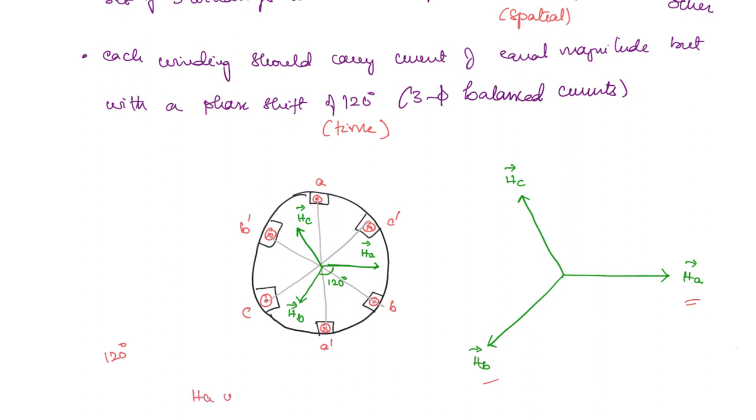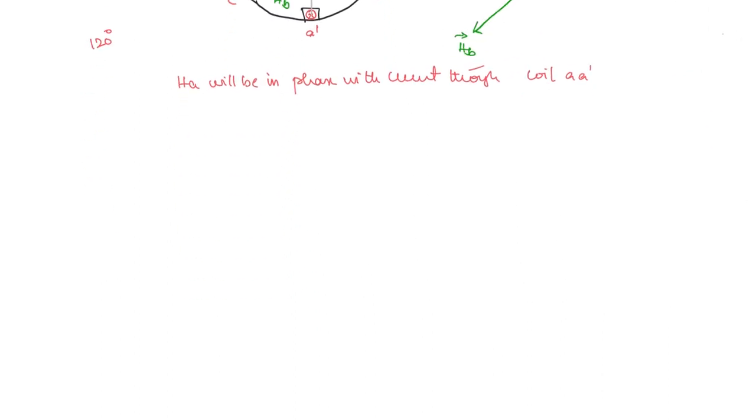Because HA will be in phase with current through coil A dash. Similarly, HB will be in phase with current through coil B dash, and HC will be in phase with current through coil C dash. So what you will do now, IA current or IAA dash, let us take it as IM sine omega t. So that means it is having a magnitude IM and the initial phase is 0.